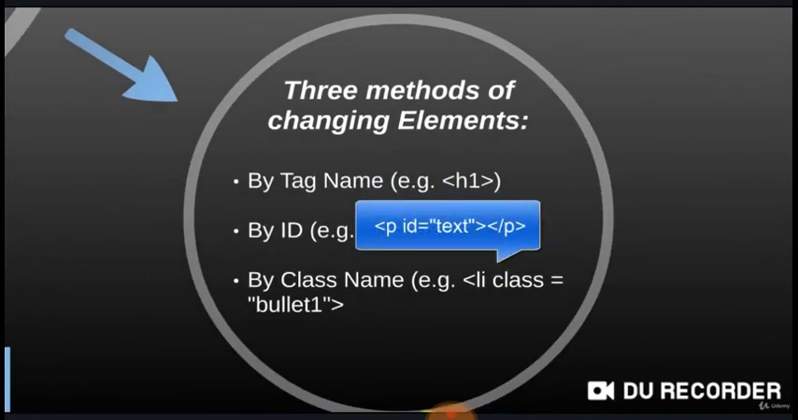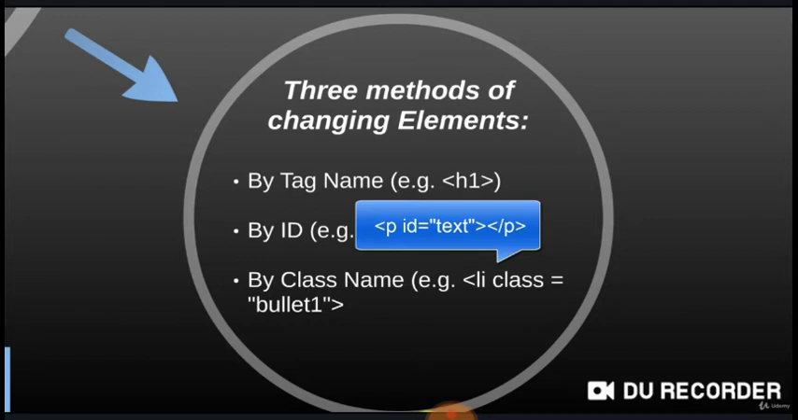We can specify which elements to update or change on an event using three methods. First, we can use the tag name. Say, for example, we wanted to change all the text contained within h1 tags to red. In this case, we would specify the h1 tags in our JavaScript.